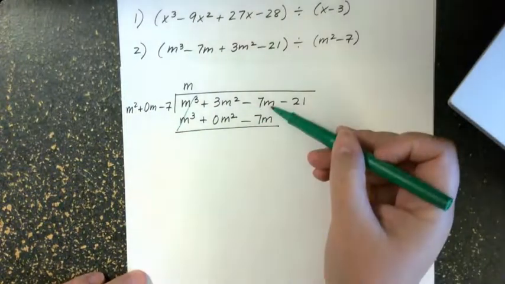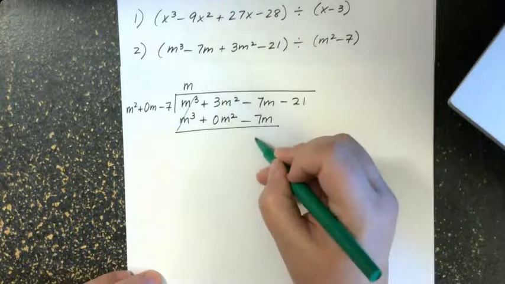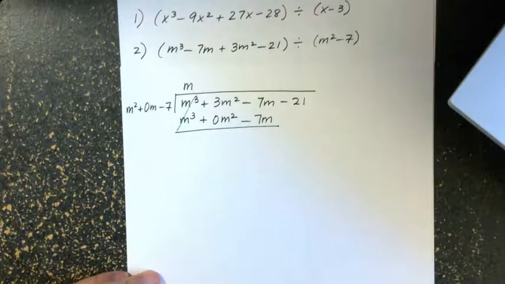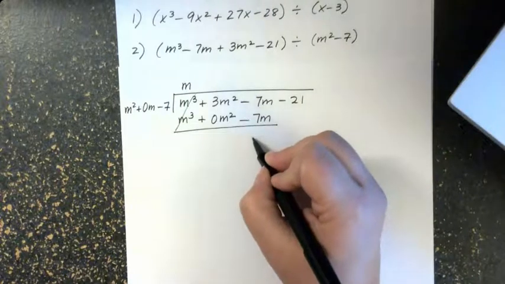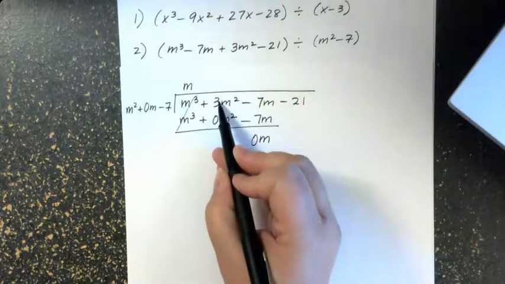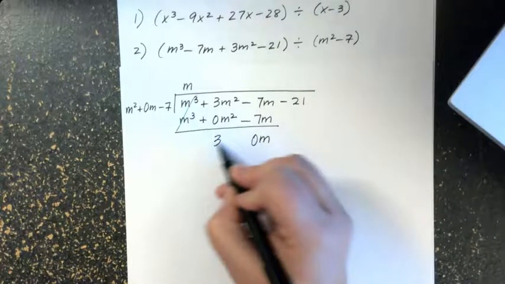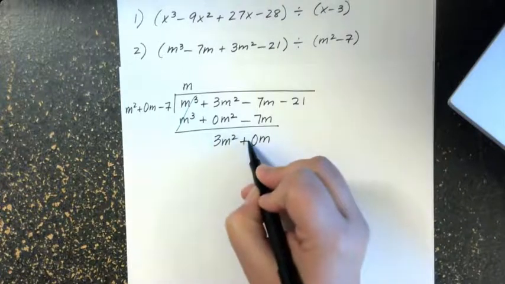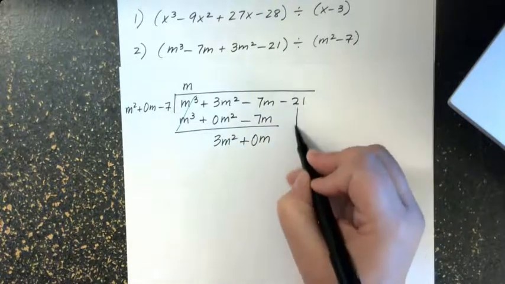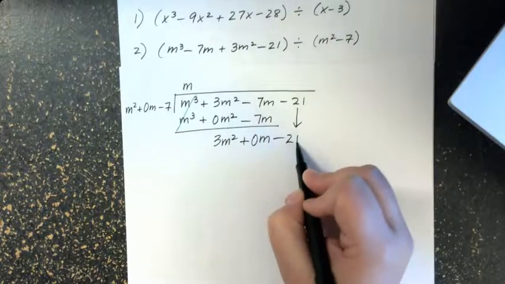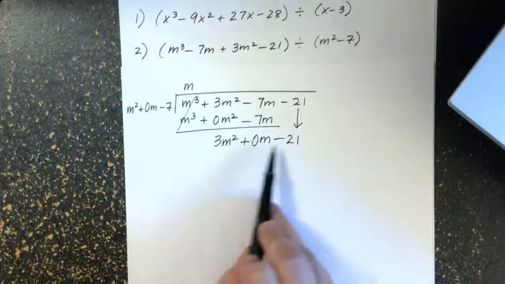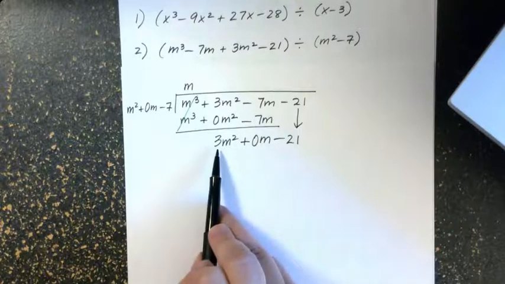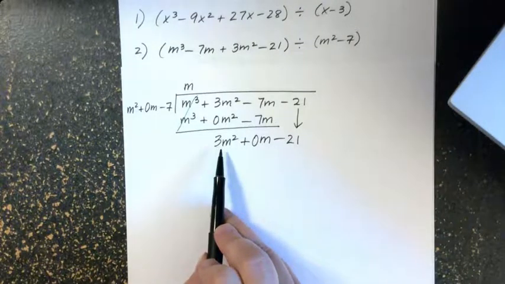The same thing will happen here. So I'll have 0 m's, but I need that place to be held still, so negative 7 minus a negative 7 gives me 0 m's. But here, 3 minus 0 gives me 3. There's a 3m squared plus 0m. Bring down the negative 21, because I have 3 terms in my divisor, which means I need to have 3 terms on deck. Now I'm ready to do the next one.